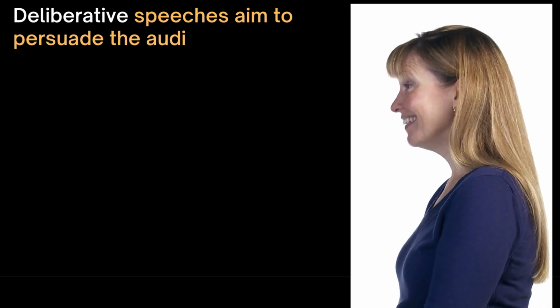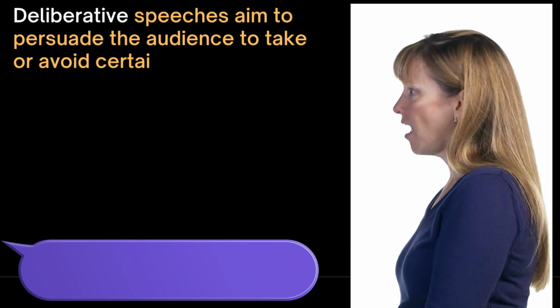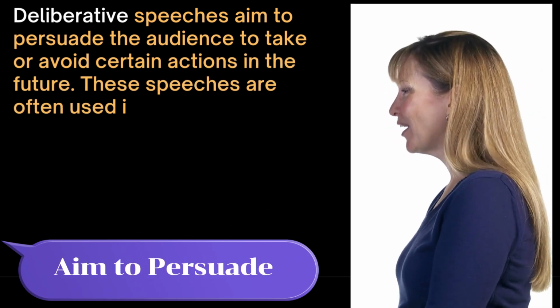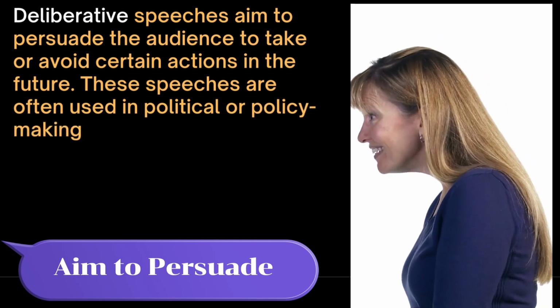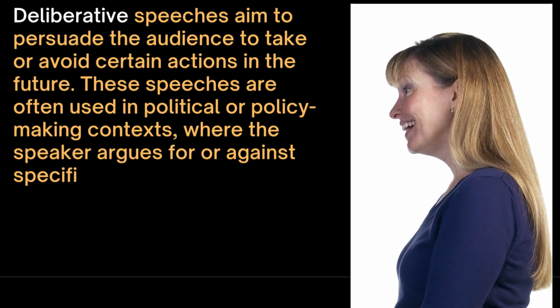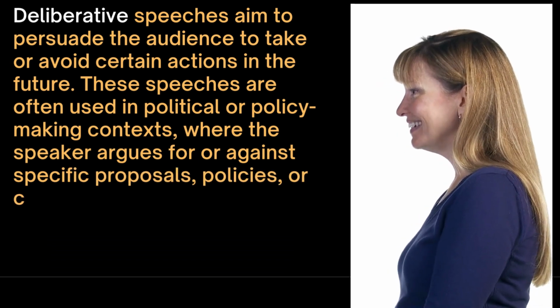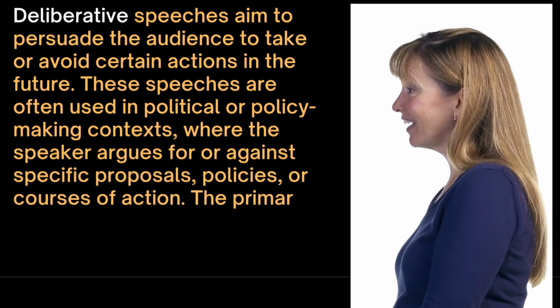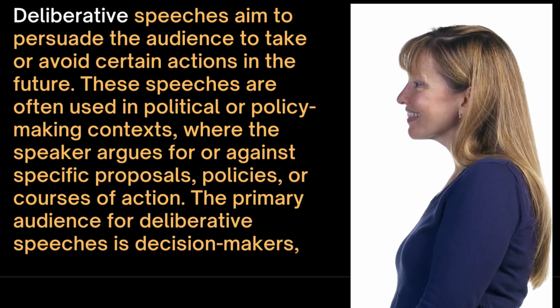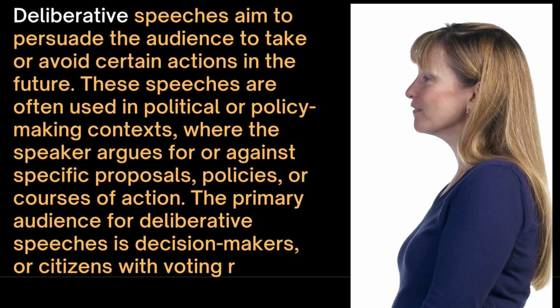Deliberative speeches aim to persuade the audience to take or avoid certain actions in the future. These speeches are often used in political or policy-making contexts, where the speaker argues for or against specific proposals, policies, or courses of action. The primary audience for deliberative speeches is decision makers or citizens with voting rights.